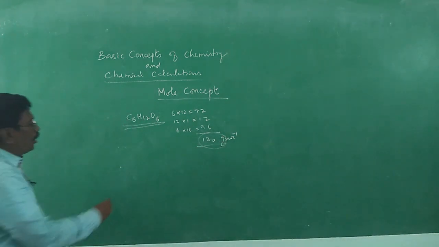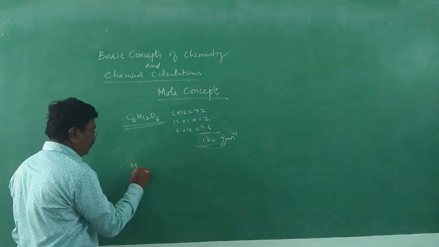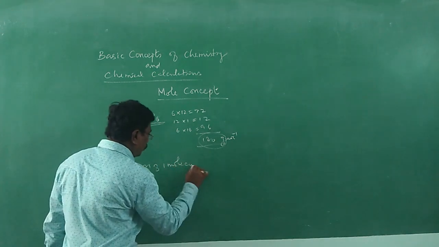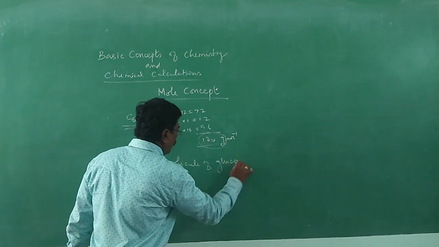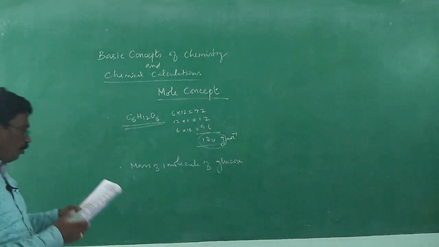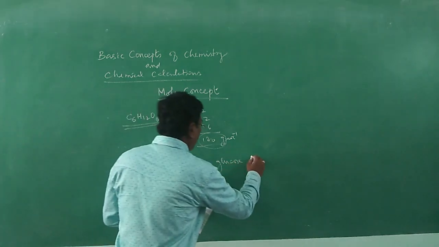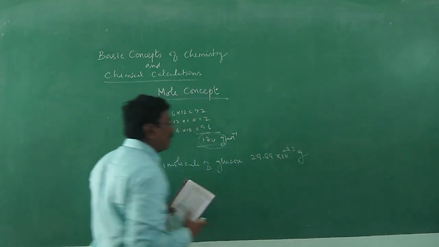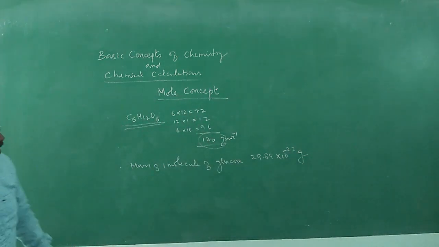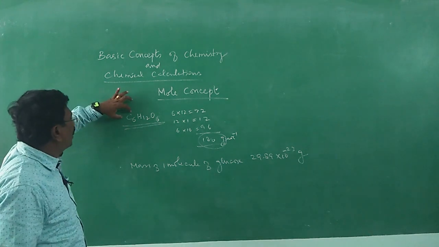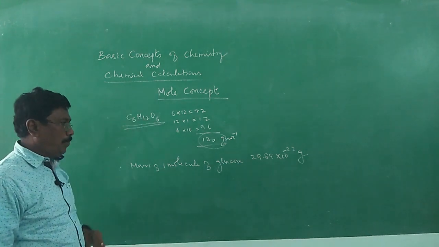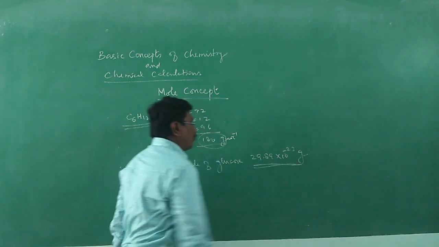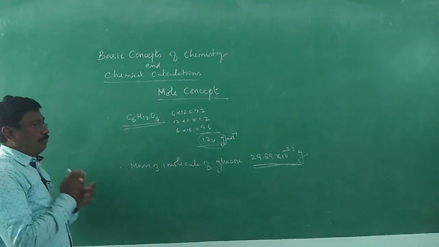What is the mass of 1 molecule of glucose? Molecular mass is this much. Mass of 1 molecule of glucose is given as 29.89 into 10 power minus 23 gram. What is the meaning of just 1 molecule? We should take only 6 carbon atoms, 12 hydrogen atoms, 6 oxygen atoms. Based upon that, if we calculate, it comes to 29.89 into 10 power minus 23 gram. It is the mass of 1 molecule of glucose.